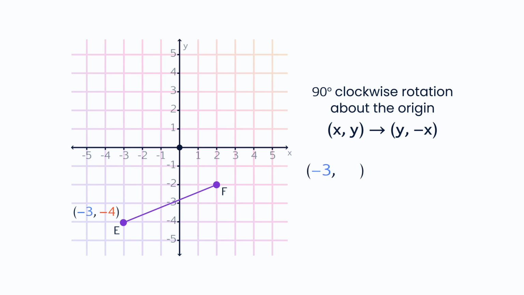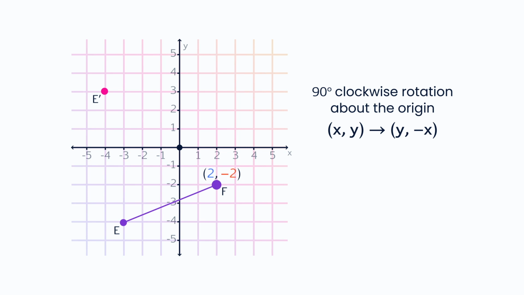x is -3 and y is -4. The new x-coordinate is y, so you get -4. The new y-coordinate is -x, which is -(-3). Remember your sign rules. A minus of a minus is a plus, so your new y-coordinate is 3. Let's place the rotated point, labeled E prime, here at (-4, 3).